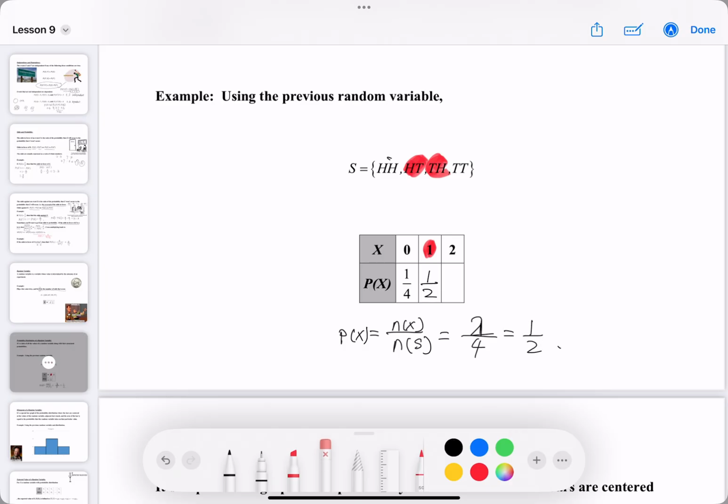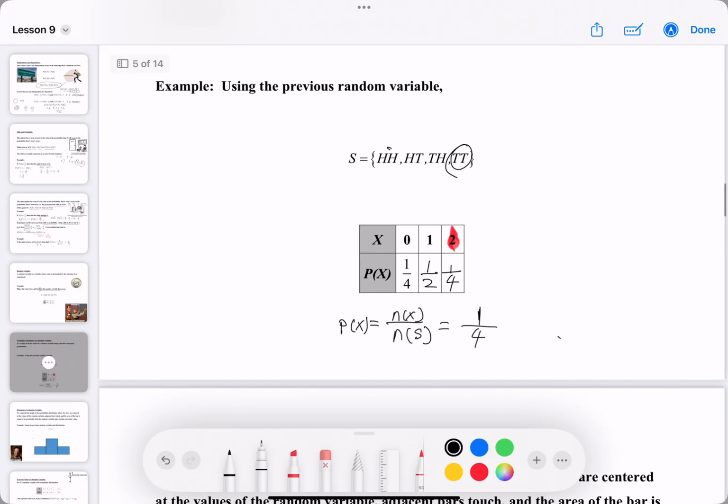And the last one, if the tails happen twice, the number of tails is 2. So let's see which outcome has 2 tails. The sample space number is always 4. TT happened once. So 1 over 4. Let's put 1 over 4 here.